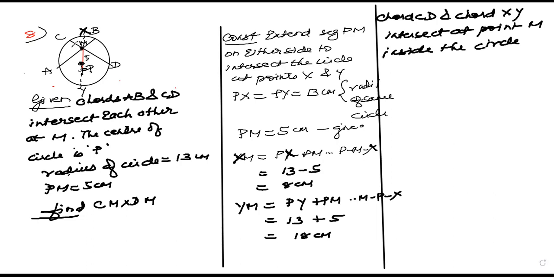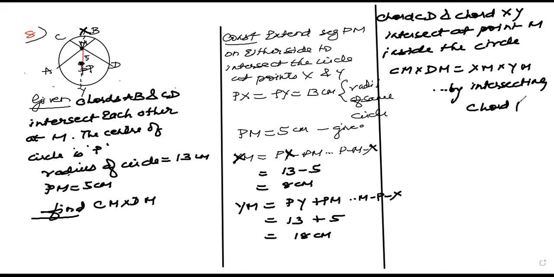What is that? Please have a look at this. Chord CD, CM into DM. Therefore, CM into DM is equal to what? It will be XM into YM. By intersecting chord properties. So what will I get?